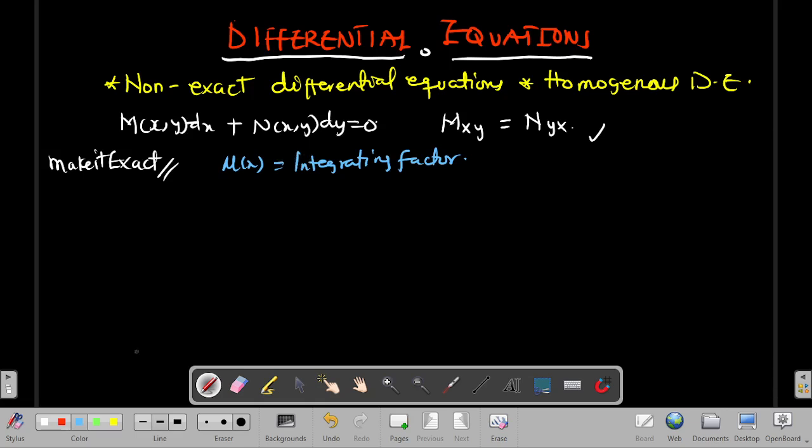So let's see. I have M_x, and you also have N_y. These two are the partial derivatives with respect to x and y, and we get them from here and here. That is what we use for our test.